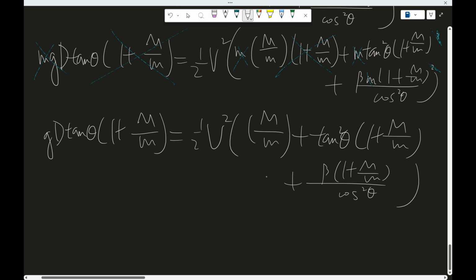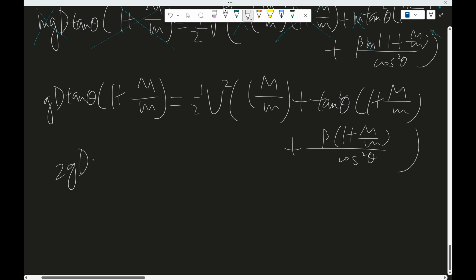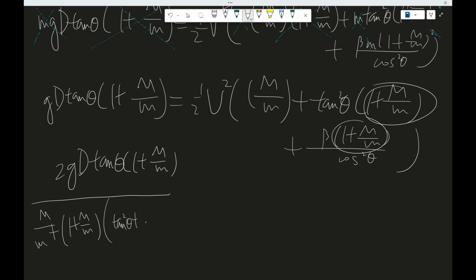And so next, what can we do? Now let's just isolate V squared because there isn't really much to simplify. So 2gd tangent theta, 1 plus big M over small m, over, so we move that down, we have big M over small m plus 1 plus big M over small m. So if we factor out the 1 plus big M over small m, we have tangent squared theta plus beta over cosine squared theta. So we can write it in a fancy notation, secant, equals v squared.